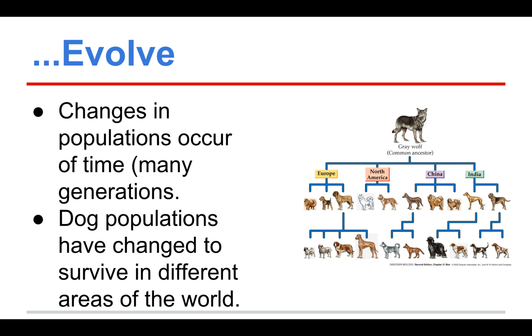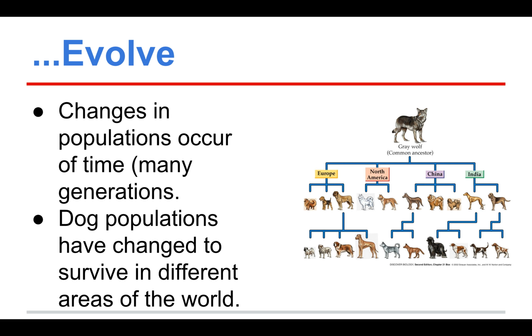One of the last things we're going to talk about is how all things evolve. And I gave you an example here. Basically, when we talk about things evolving, we're looking at genetics. But what you just need to know is that we see changes in populations. We don't see changes in individuals over their lifetime.